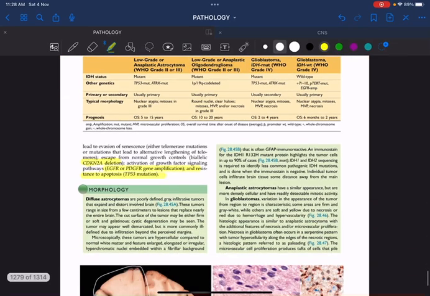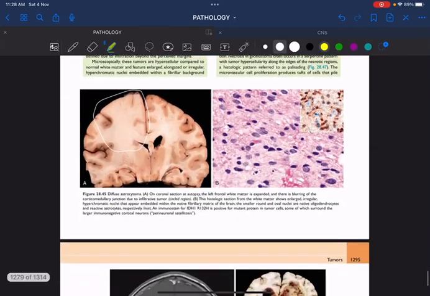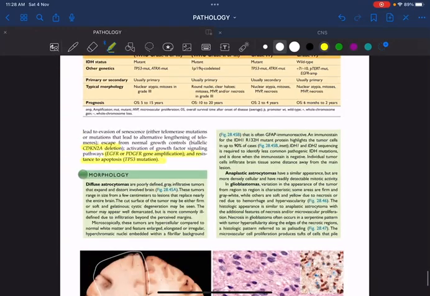So coming into the morphology, we have diffuse astrocytoma, anaplastic astrocytoma, and glioblastoma. Diffuse astrocytoma means there will be poorly defined infiltrative tumors which will distort the shape of the brain. Microscopically, you can see hyperchromatic nuclei and glial fibrillary acidic protein will be positive. Anaplastic has almost the same thing, but with more tendency towards neoplasia.